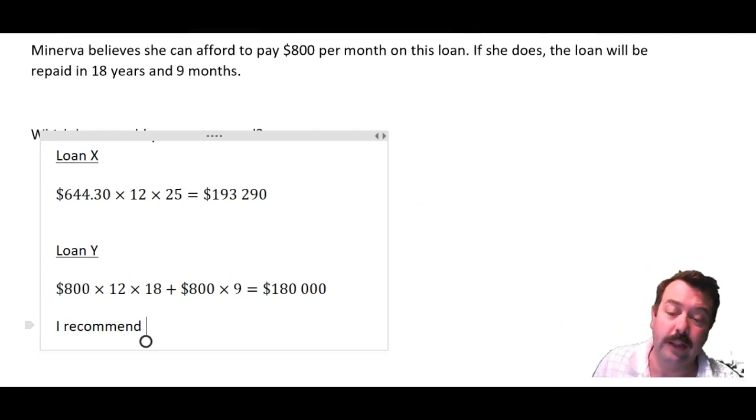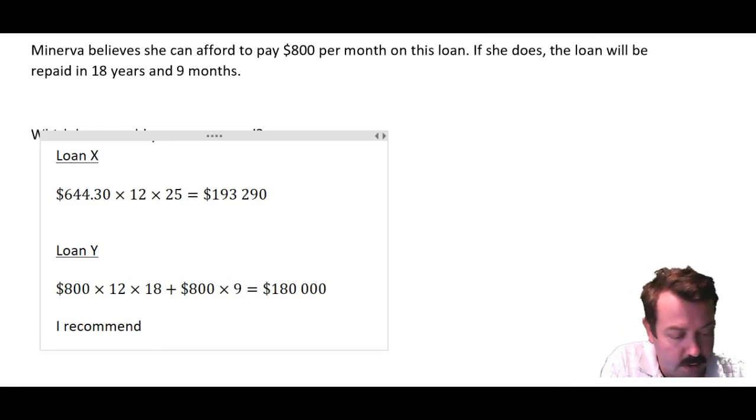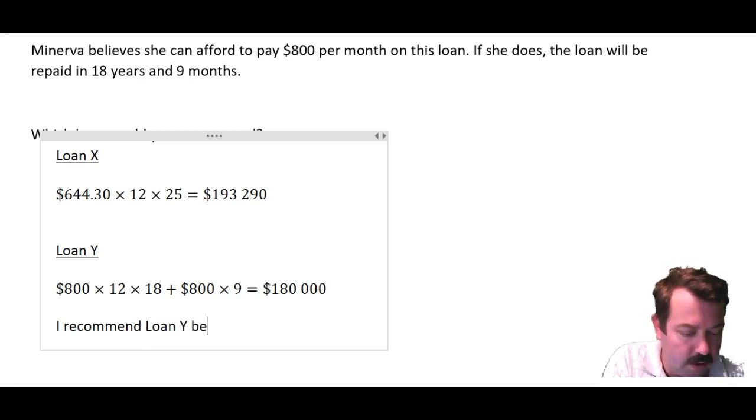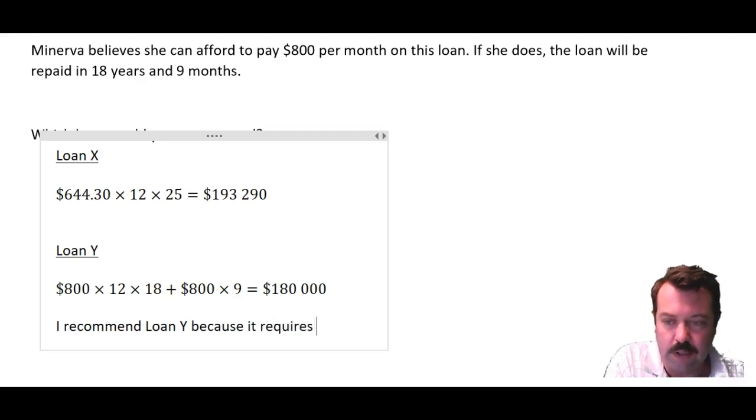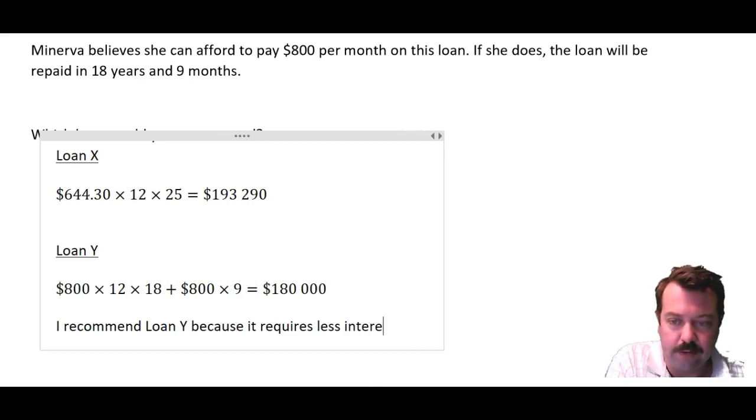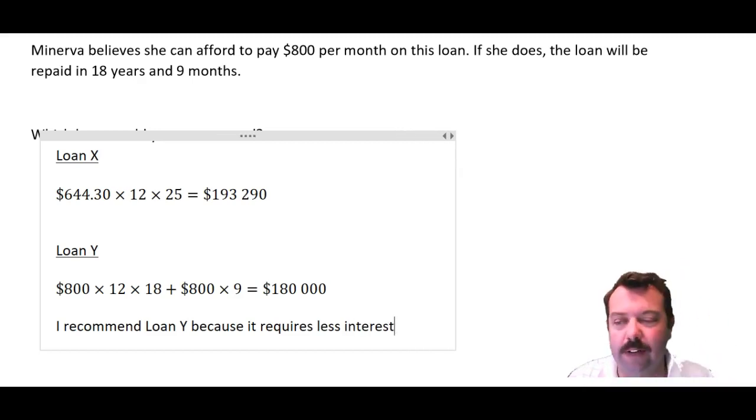Remember, you've got a question. You've got to answer the question. I recommend loan Y because it charges less interest. Okay, we've got some sort of reason. It might seem a bit facile or obvious, but the question is, which loan would you recommend? Just saying X or Y is a terrible answer. You've got to say Y, and you have to explain why you came to that choice.